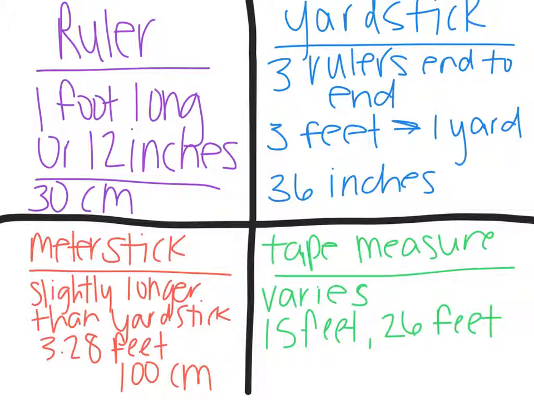Next we have our tape measure, and our tape measure varies, so it can be 15 feet, 26 feet, 36 feet. All you need to know is that you're going to use a tape measure any time your yardstick or your meter stick is not long enough. This information is going to come in handy when we start estimating.